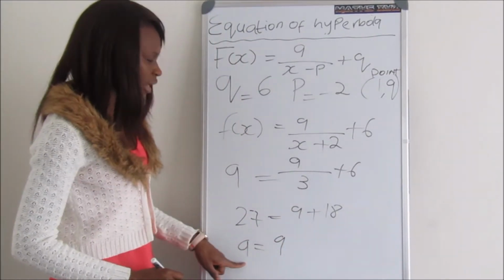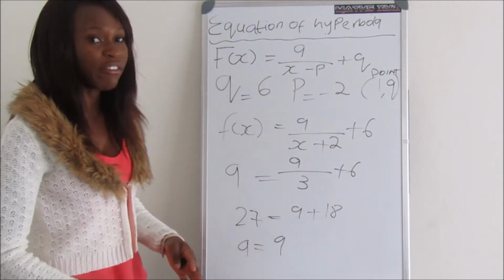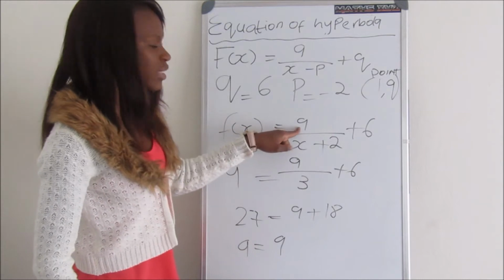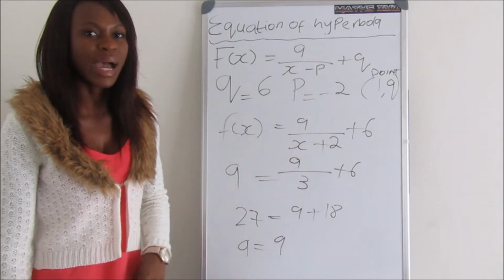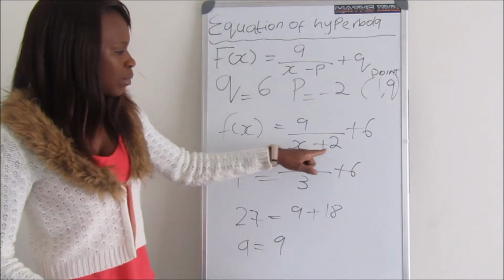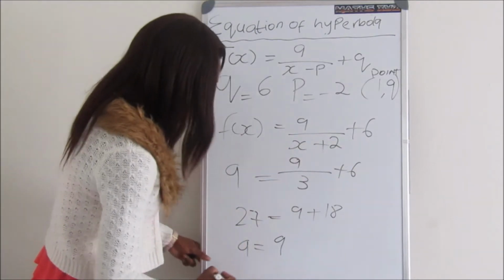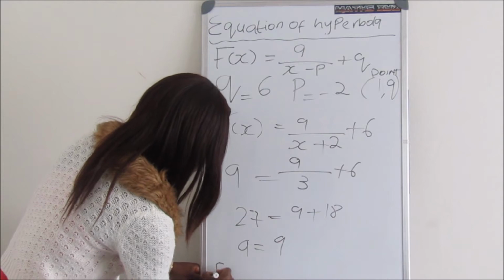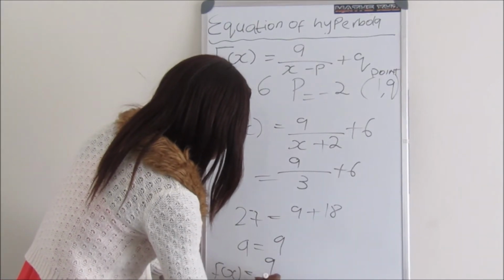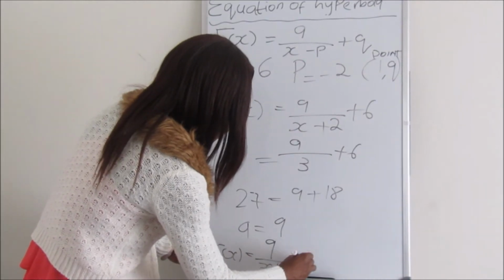And then after finding a = 9, we now have our complete equation. Instead of a, we replace a by 9, because 9 is the value of a, divided by (x + 2) plus 6. Then that will be our complete equation: f(x) = 9 divided by (x + 2) plus 6.